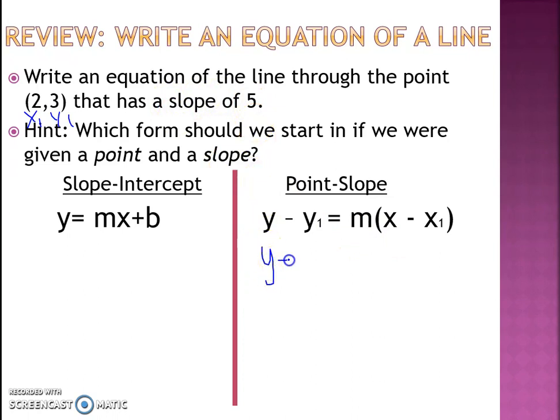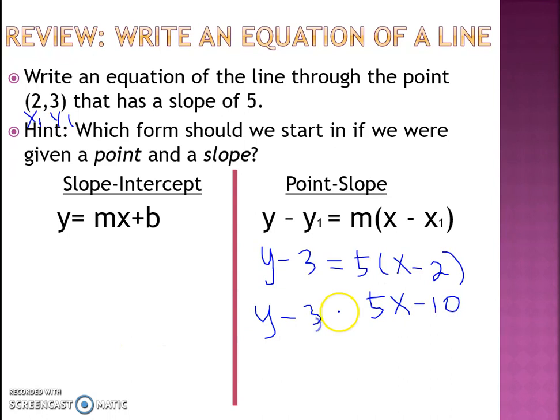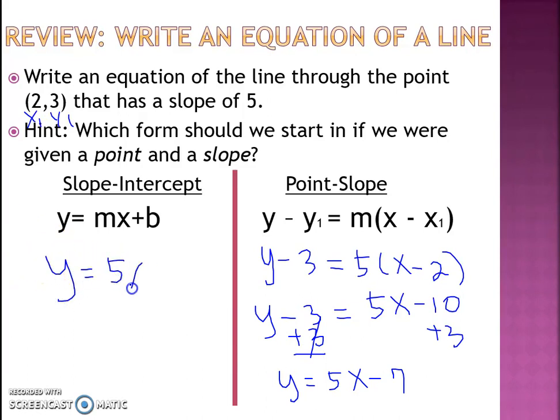So y minus 3 equals 5 times x minus 2. We're going to do the distributive property. We're going to add 3 on each side. So your equation for this is y equals 5x minus 7. 5 is the slope, negative 7 is your y-intercept.